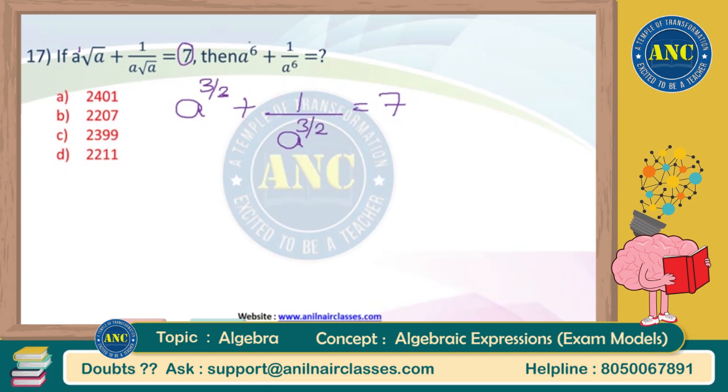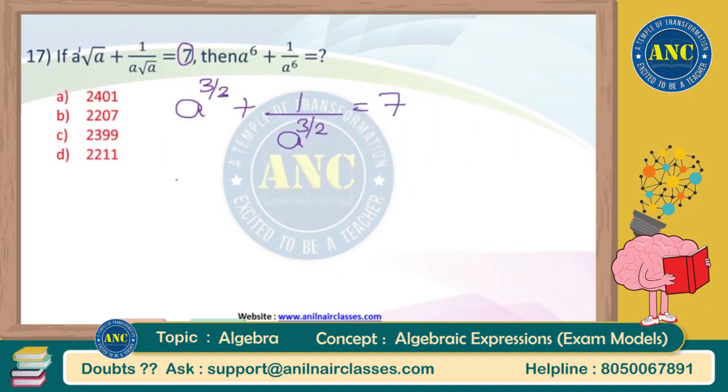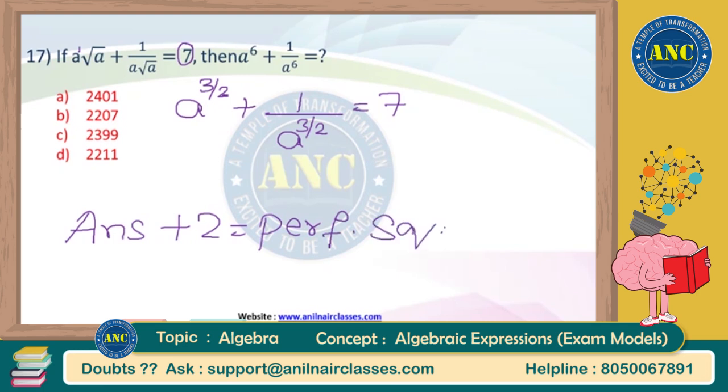But instead of a power 6, if they give you a power 12, then it becomes 3 iterations. If it is a power 24, then it becomes 4 iterations. If it is a power 48, then it becomes 5 iterations. So we are not interested in keep on taking 2207 square minus 2, that value again square minus 2, again that value minus 2. Instead of that, we know a beautiful concept saying that answer added with 2 should give me a perfect square, right?